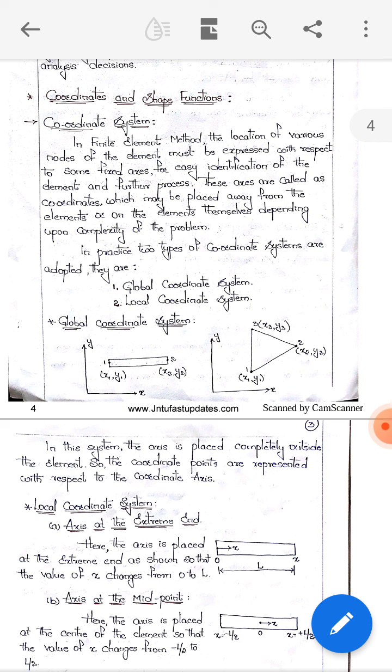When we go for a global coordinate system, in representation 1, the axis is seen outside, whereas in representation 2, it is on the element. So, the global coordinate system is off the element, and the local coordinate system is on the element.